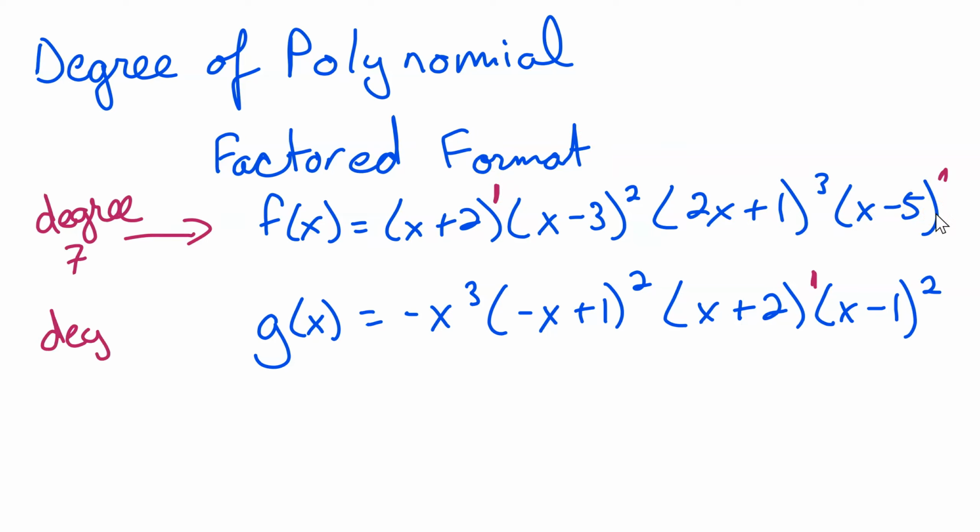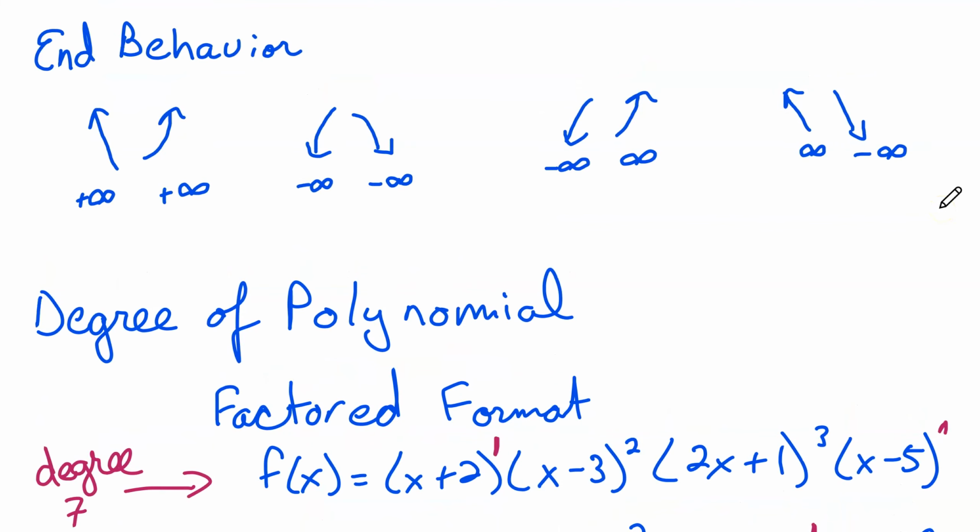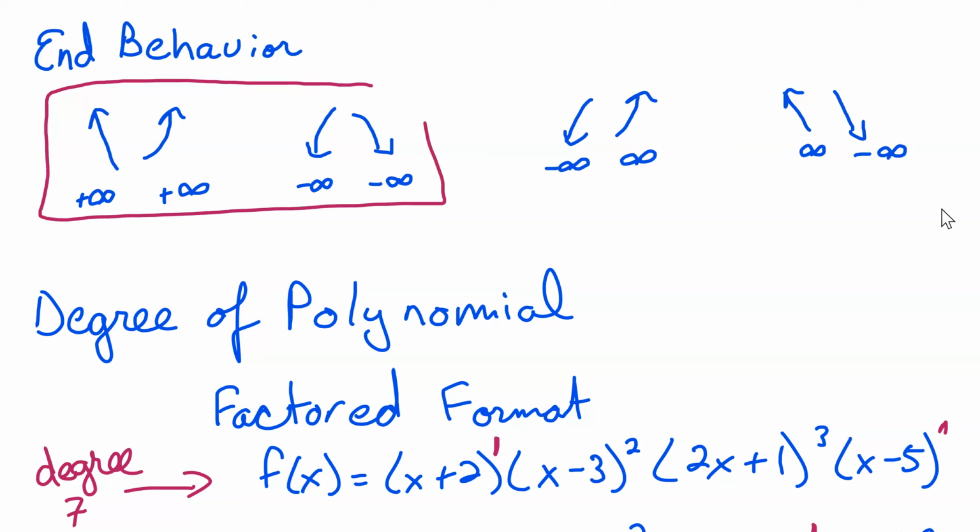In our g of x, we're going to have 3, 4, 5, 6, 7, 8. That's why I added a 2 on the end. So we have an even degree. And the big thing about the degree is we need to know if it is even or odd. Because an even degree will tell us that our end behavior is going to go in the same direction. So we're either going to go up and up or down and down. So we're going to be going the same directions.